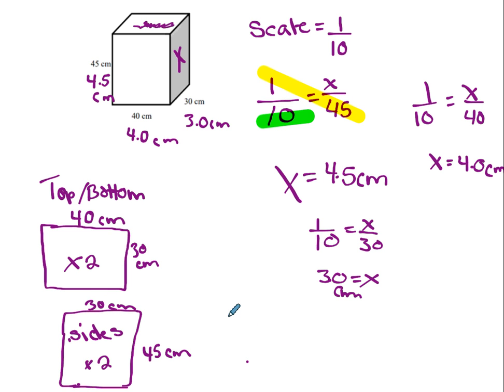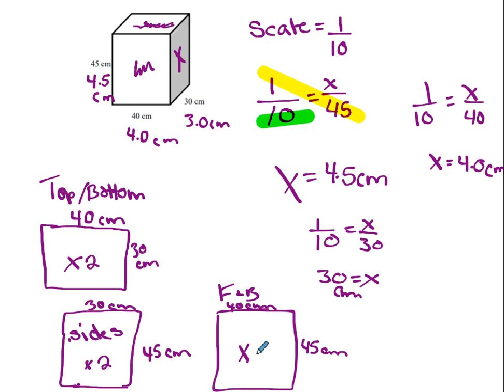Now we have one more left, and that's the front and back. So these ones right here. And our front and back are 40 by 45. So we're going to go 4.5 centimeters by 4 centimeters, back up. So this one here should be labeled as 45. This one as 40, but they are actually 4 by 4.5. There are 2 of these ones.